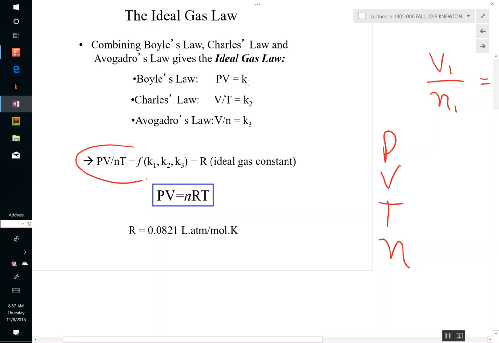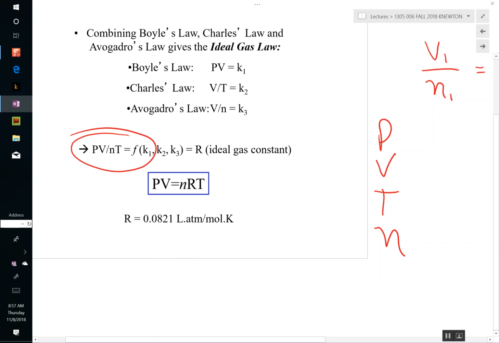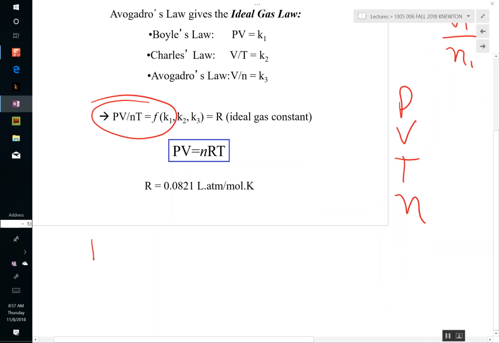Now let me take a look at that right there. Here's Boyle's law: pressure times volume is a constant. Charles' law: volume divided by temperature is a constant. Avogadro's law: volume divided by the amount of moles is a constant. And they named this constant after me. I love it. That's why I have an ideal gas law shirt.